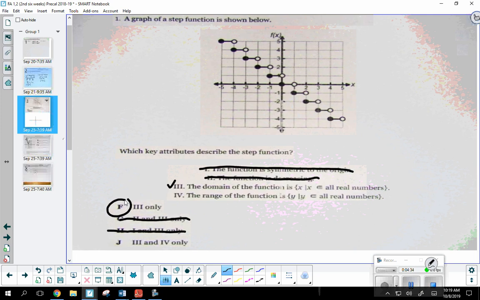So now we come to 4. The range of the function is all y such that y belongs to the reals. So is the range, the height, all reals?